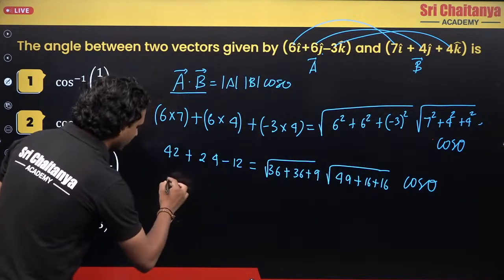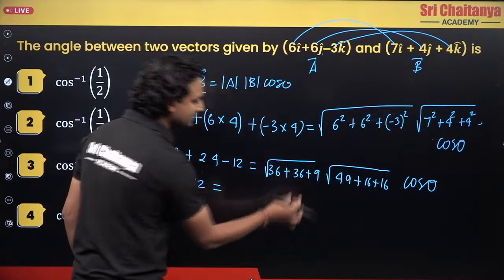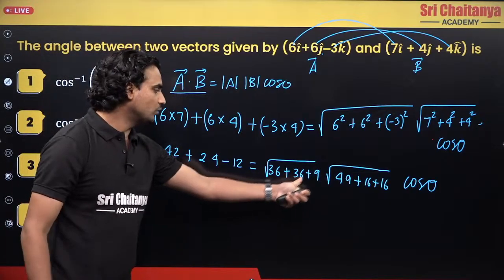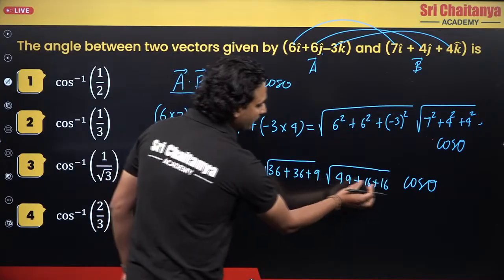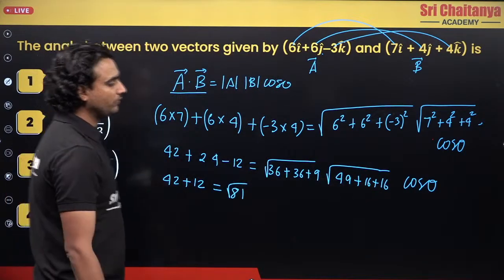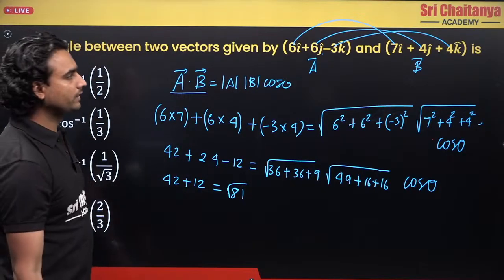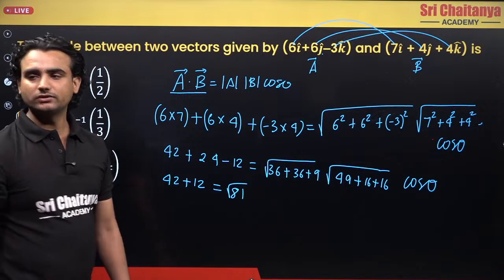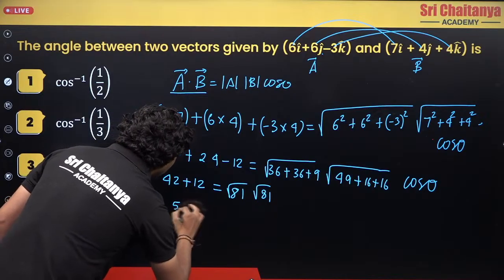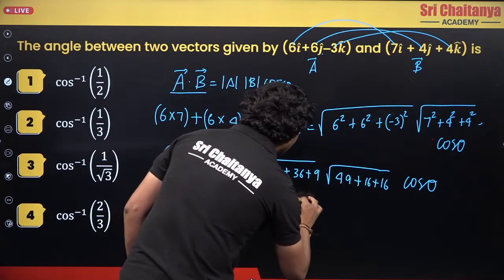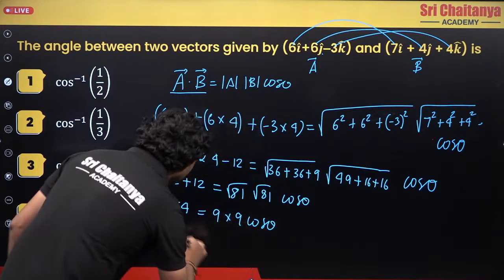So what do I get? I will get 42 plus 12, plus 24, is equal to... now what is this? 36 plus 36 is 72, and 72 plus 9 will give me 81. So this will be under root 81. And what is 49 plus 16 plus 16? 49 plus 32, that is 81. So this is also under root 81. So this will give me 54 is equal to 9 into 9 into cos theta, that is 54 is equal to 81 cos theta.